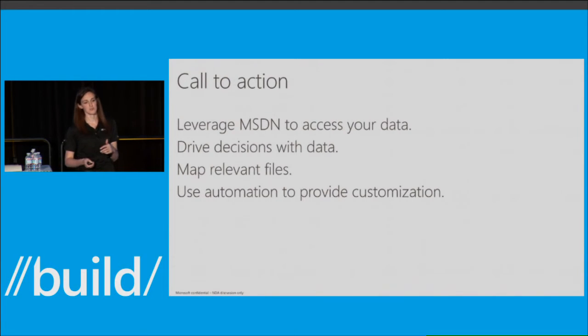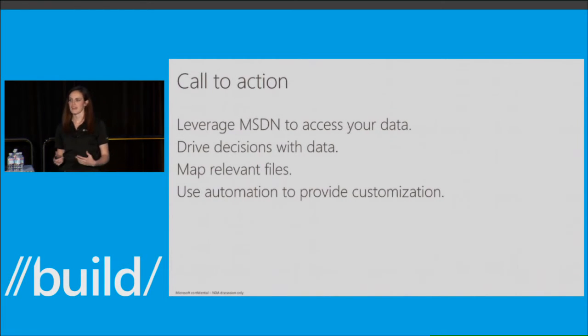Now, the last 2 bullets are specific to desktop applications, because we do require additional work for you to actually go and map those files. So map the files. We have all the data already, but we can't share it unless we know who to share it with. So make sure you map your files. And then also use that automation tool to build reports that are customized to questions that you want to answer.